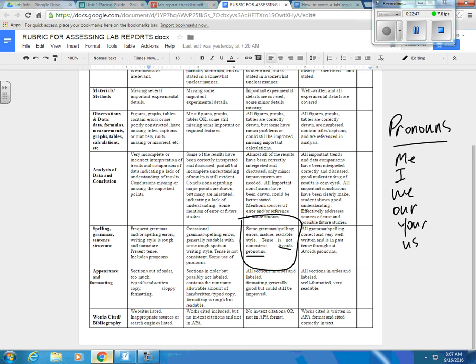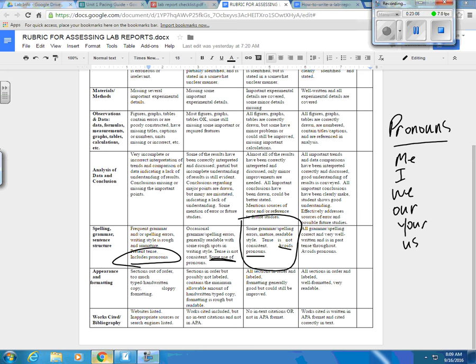Avoid pronouns. Some use of pronouns, a few, 3, 4, gets you down to a 2. If you include a bunch of pronouns, that's an automatic 1. Pretty simple.